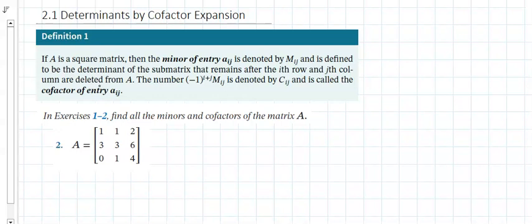If A is a square matrix, again recall that square matrix means the number of rows equals the number of columns. Then the minor entry of A sub ij is denoted by M sub ij and is defined to be the determinant of the submatrix that remains after the ith row and the jth column are deleted from A. And the number (-1)^(i+j) times the minor is denoted by C sub ij and it's called the cofactor.